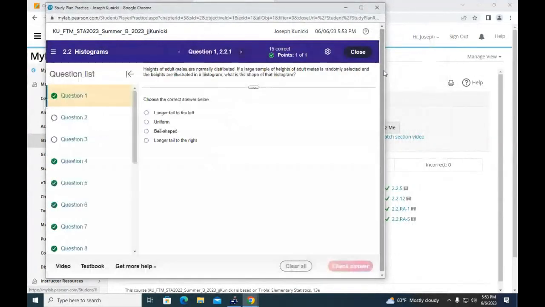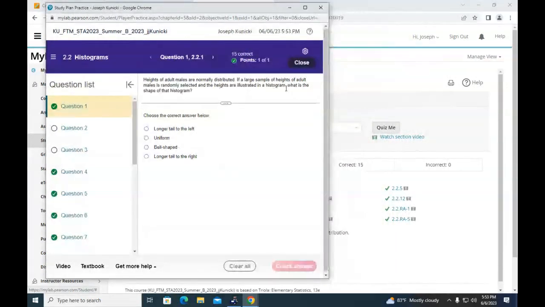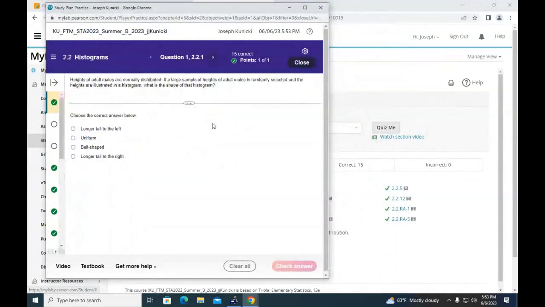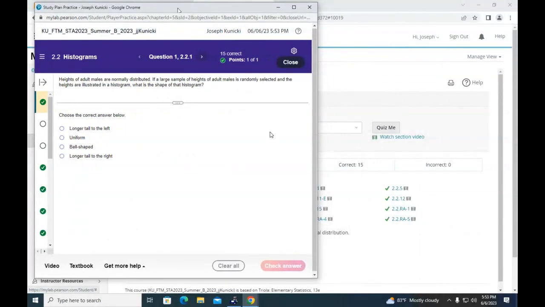So this should be fairly straightforward for us. Heights of adult males are normally distributed. If a large sample of adult males is randomly selected and the heights are illustrated in a histogram, what's the shape of the histogram if they're normally distributed? Which one? Uniform? If they're evenly distributed. No, it doesn't say even, it says they're normally distributed.